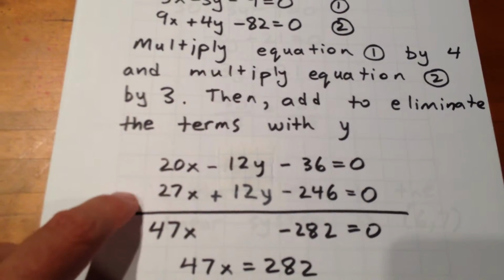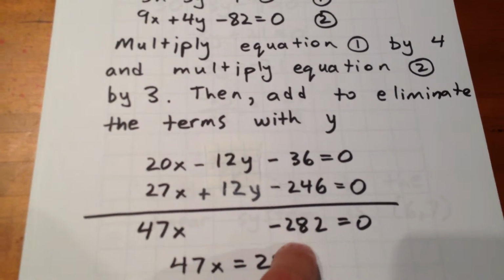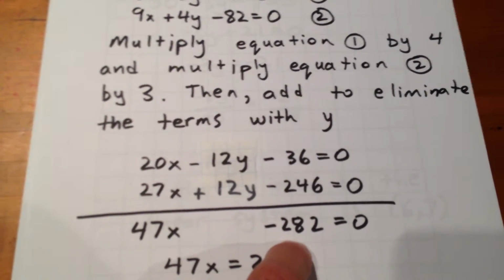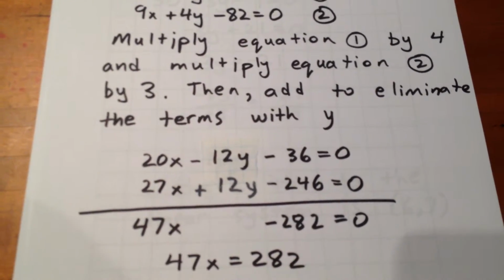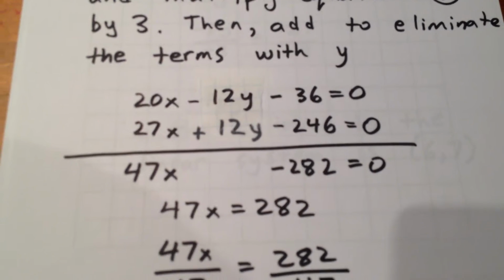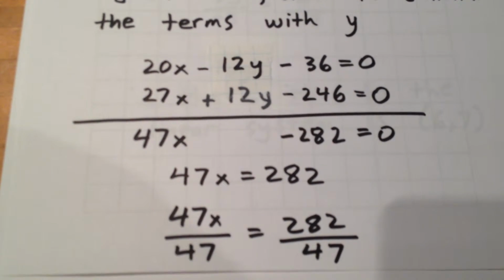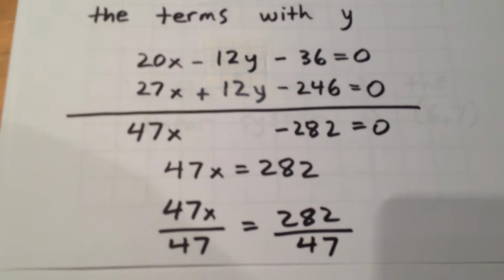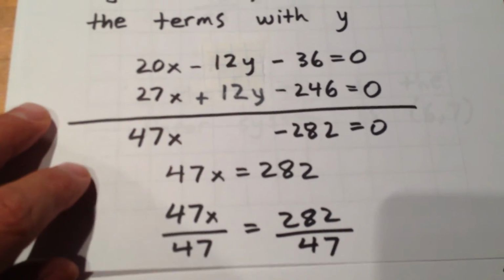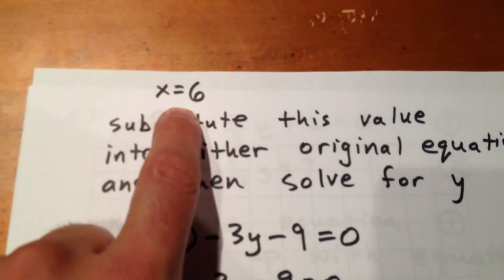So 20x plus 27x will be 47x. Negative 36 plus negative 246 will be negative 282. And that'll equal 0. Well, this is a pretty straightforward equation now. 47x minus 282 equals 0. Adding 282 to each side means 47x equals 282. We can divide each side by 47. It looks pretty ugly, but fortunately it works out nicely. x is simply equal to 6.